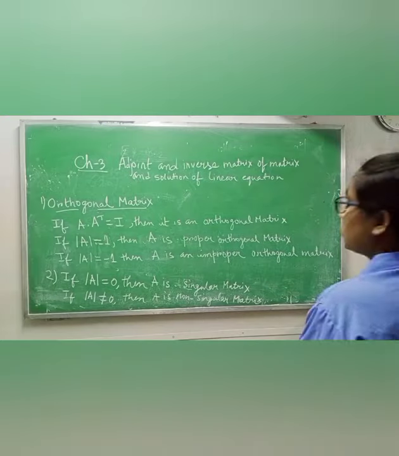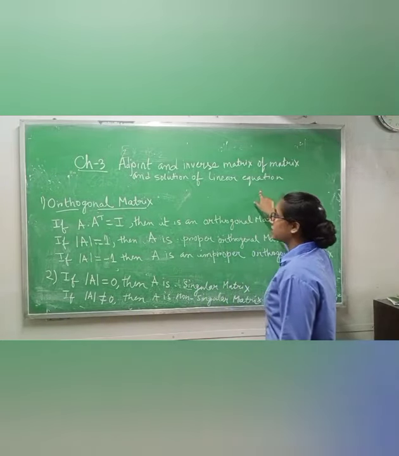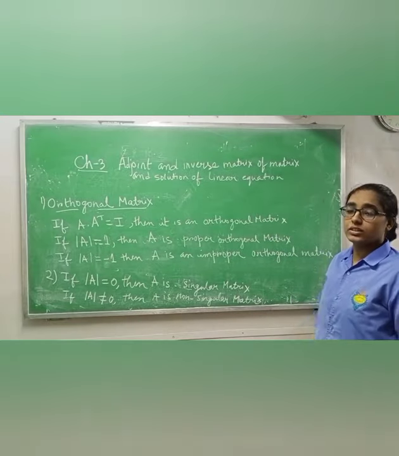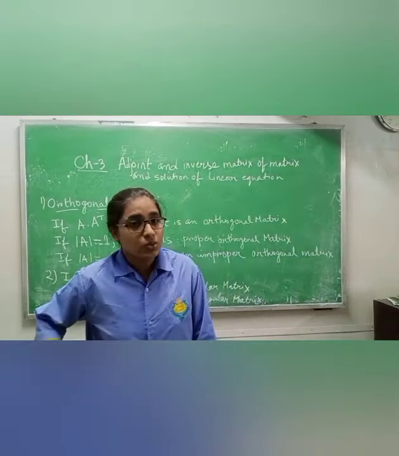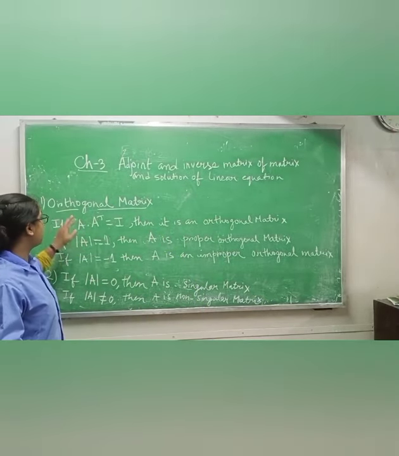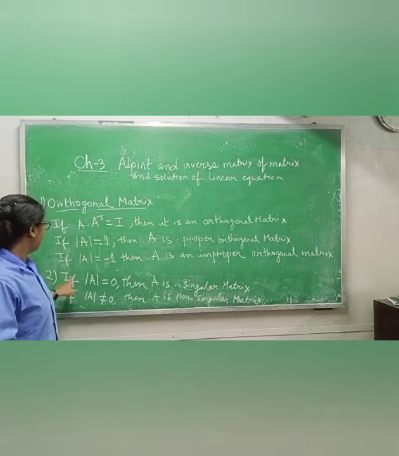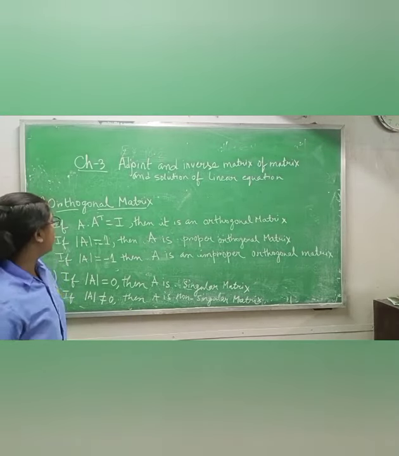Now class 12, we are going to start chapter 3, adjoint and inverse matrix of matrix and solution of linear simultaneous equation. Okay, so in this one, I am telling you two types of things: one is the orthogonal matrix and one is the singular matrix. Okay, so see what I have written.